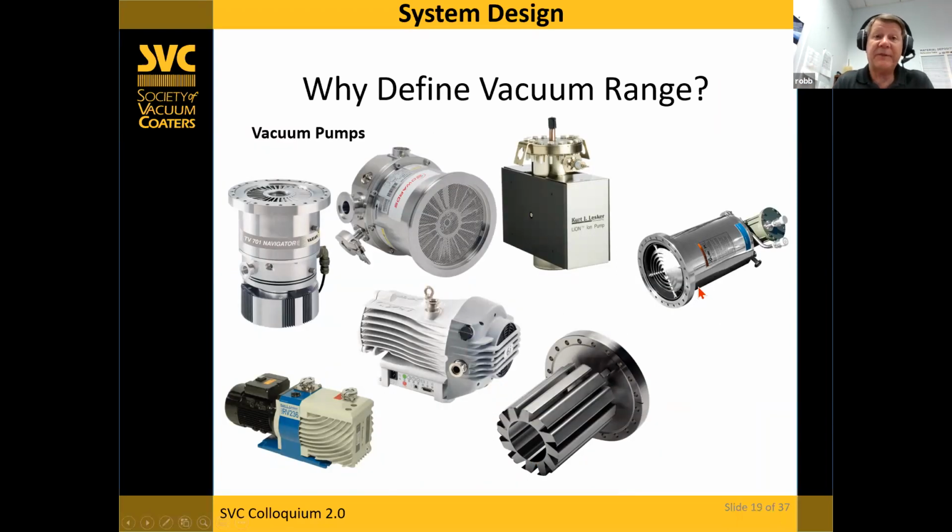Here are some examples of vacuum pumps, and there are a wide variety of them. Some of them I've never seen or never used, things like sorption pumps, but these are more common: roughing pumps, turbo pumps, ion pumps, cryo pumps. All of these have definitive ranges in which they work best, and it's up to you or your vendor to pick which ones suit the pressure range that you've chosen.